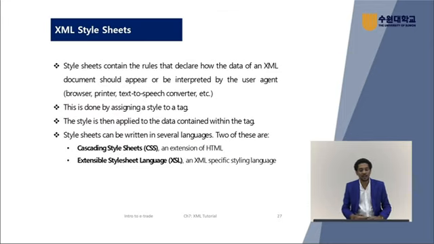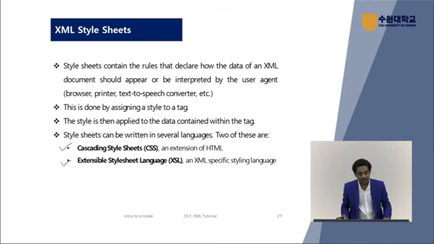So style sheets contain the rules that declare how the data of an XML document should appear to be interpreted by the user agent. Could be by browser, by printer, or by text-to-speech converter, right? So this is done by assigning a style to our tag, right? So the style is then applied to the data contained within the tag. The style sheet can be written in several languages. Two of these are cascading style sheet and extensible style sheet language.